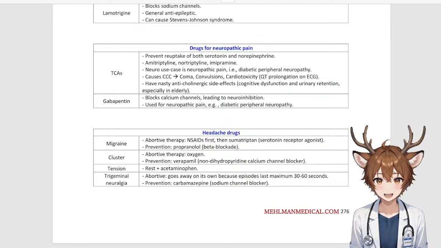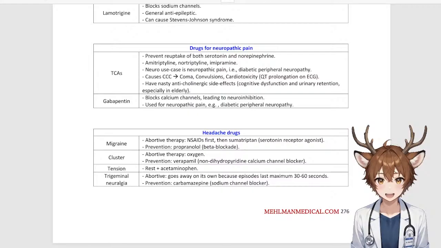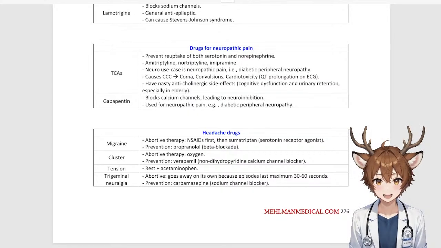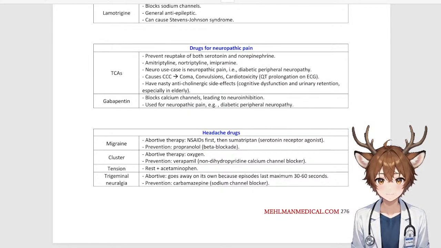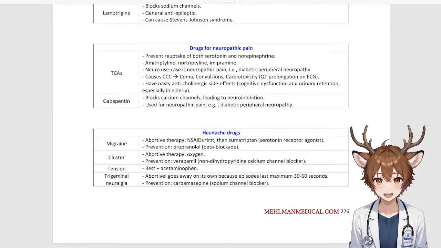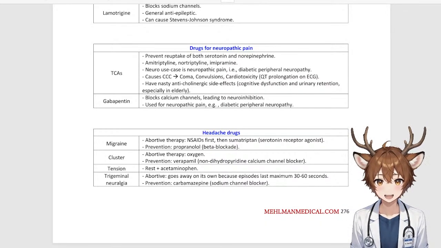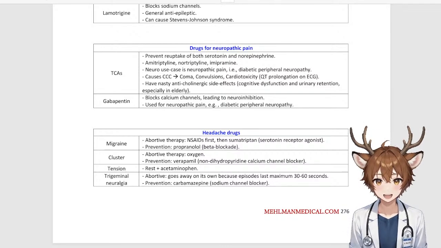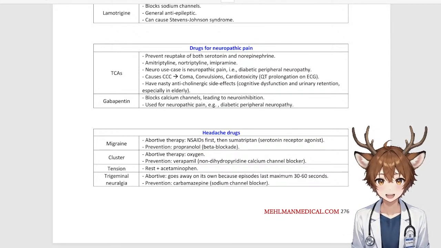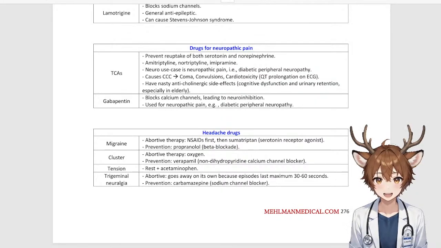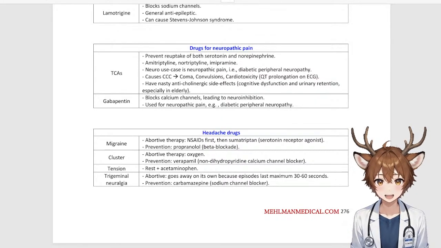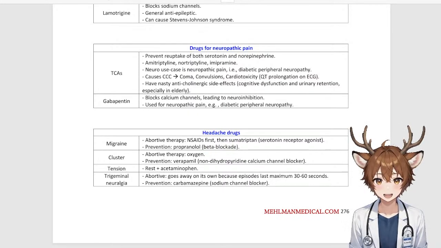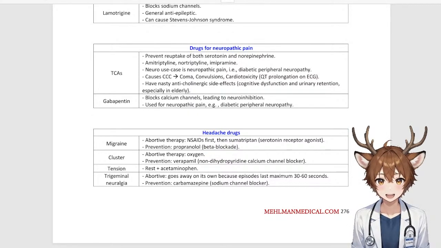What about drugs for neuropathic pain? TCAs, which I guess are tricyclic antidepressants, prevent reuptake of both serotonin and norepinephrine. Yes, that's what it is. Tricyclic antidepressants can be used for neuropathic pain. Examples are amitriptyline, nortriptyline, and imipramine. The neuro use case is neuropathic pain, i.e. diabetic peripheral neuropathy. They cause the three Cs: coma, convulsions, and cardiotoxicity, with QT prolongation on EKG. They have nasty anticholinergic side effects, cognitive dysfunction, and urinary retention, especially in the elderly.